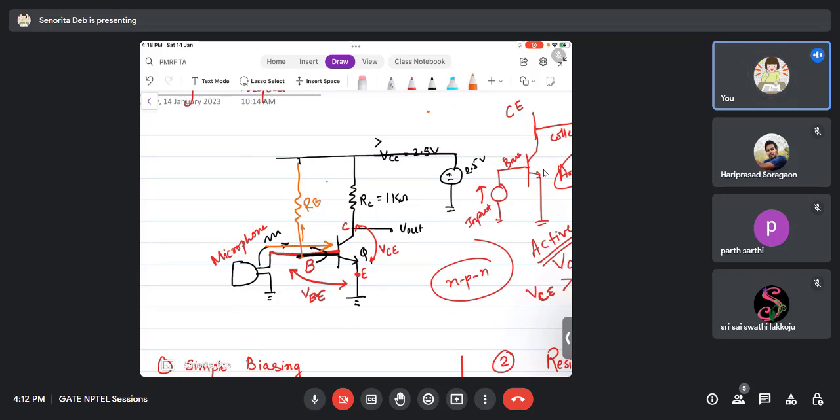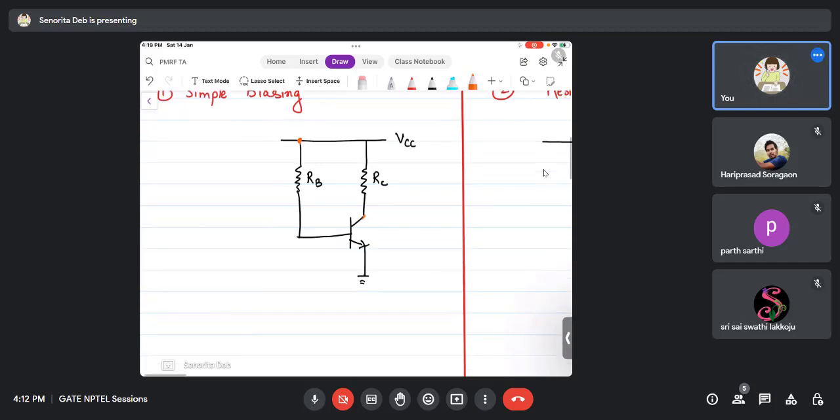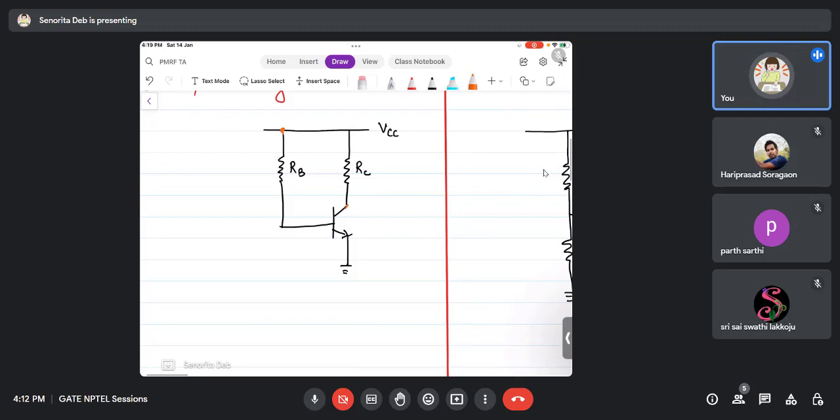Okay, so let's start with the simple biasing. We will put KVL equations and try to solve it. We will see what is IC, what is IB, and what conditions we need to follow for the active region of operation. Again, I will quickly summarize the way I put the KVL equation.